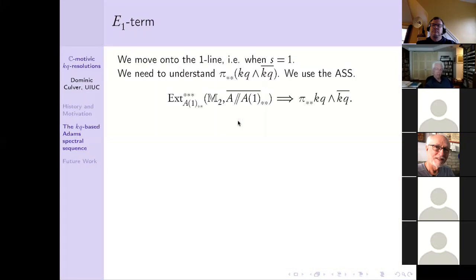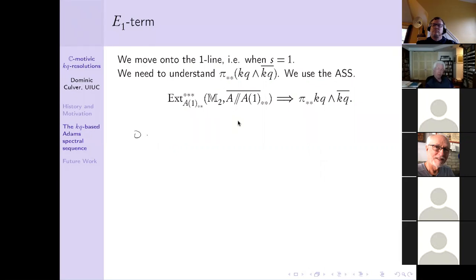So for the 1 line, you have to figure out what the homotopy groups of this thing are. So you have to figure out what the homotopy groups of KQ smash KQ bar are. So there's an atom spectral sequence for that, and this is what it looks like. So what's A mod mod A1 bar?